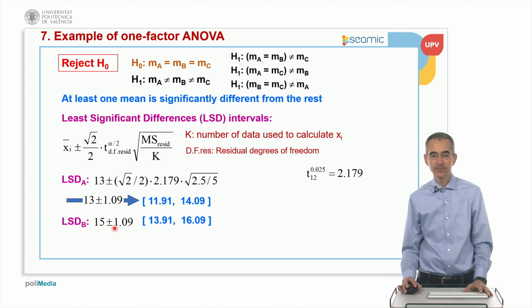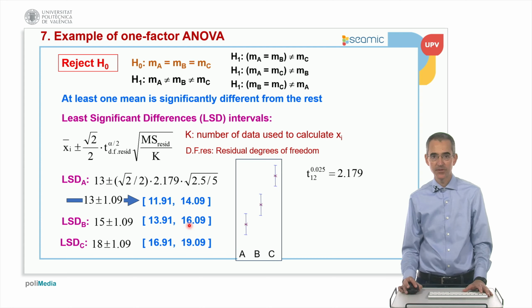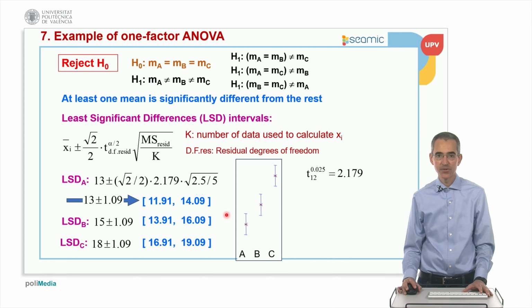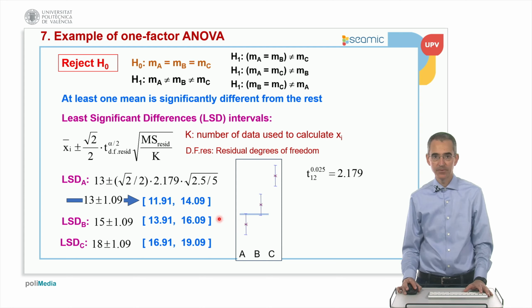The same for B. We apply the formula, we get a different interval, the same for C. Then we have to plot them graphically. It becomes very useful. And then we have to check if they overlap or not. In this case, there is a small overlap between A and B. It doesn't matter if the overlap is small or big. Just in this case, there is some small overlap.